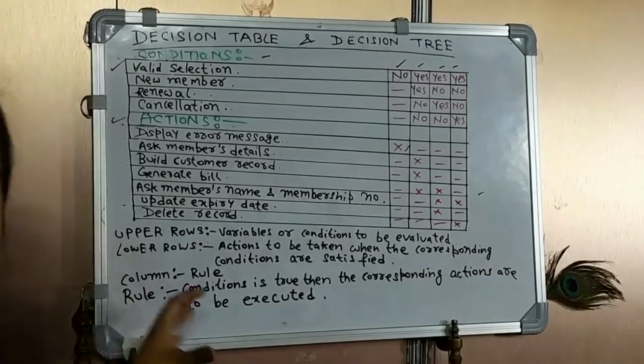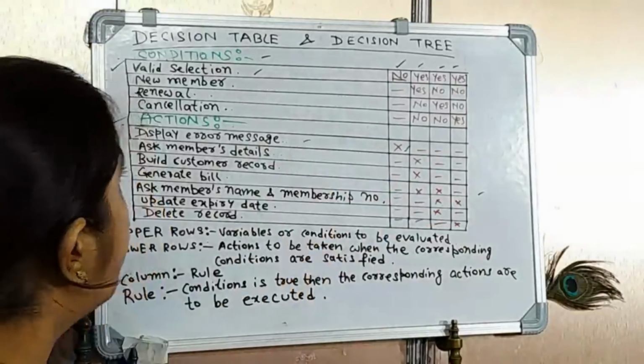So when we are taking some selection, if the selection is not valid, that is no, then for this particular selection our action is to display an error message. Others are not selected. This is selected since if the selection is not valid, only the error message will be seen. No other actions will be taken. So this is our first thing.